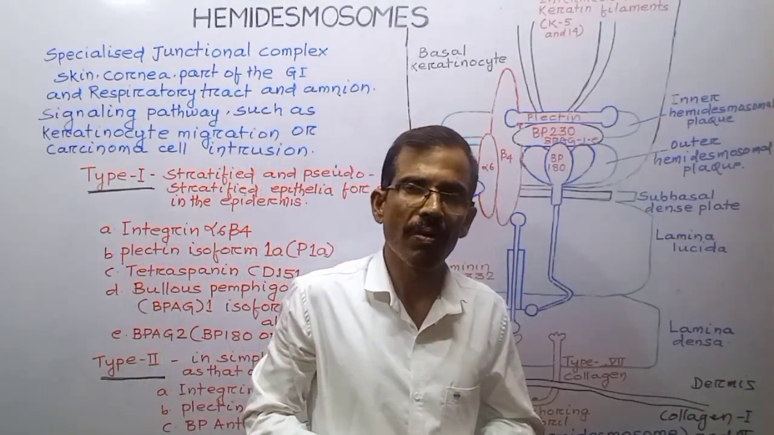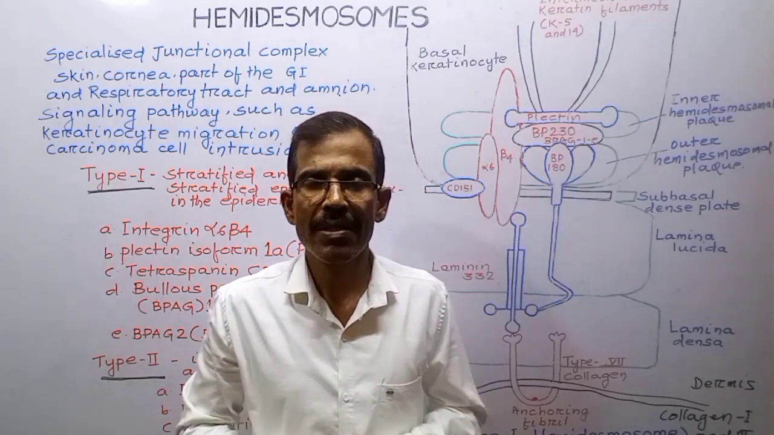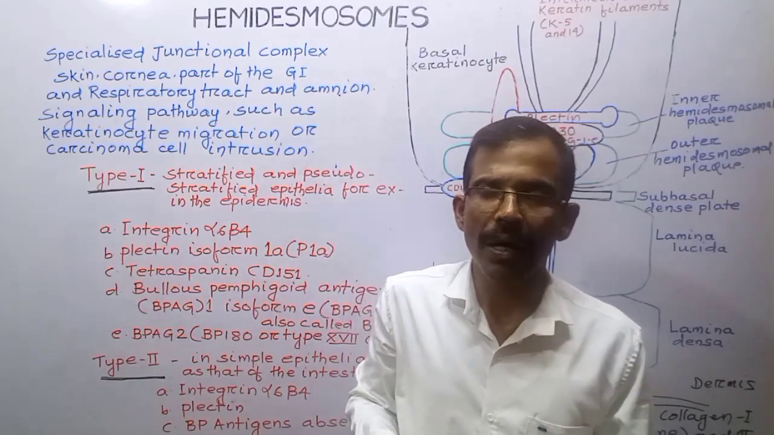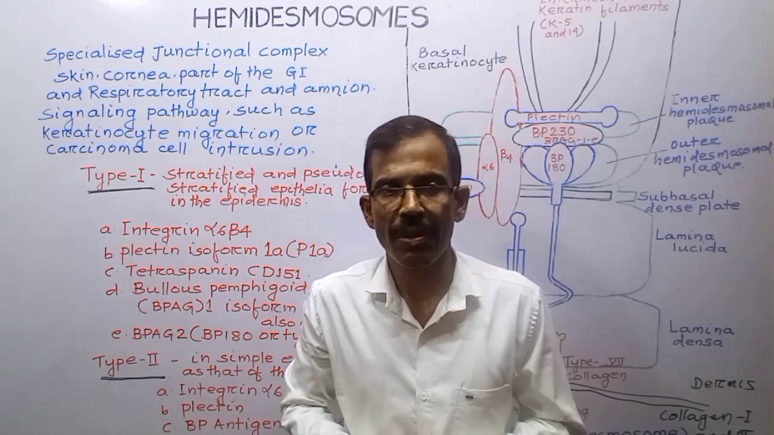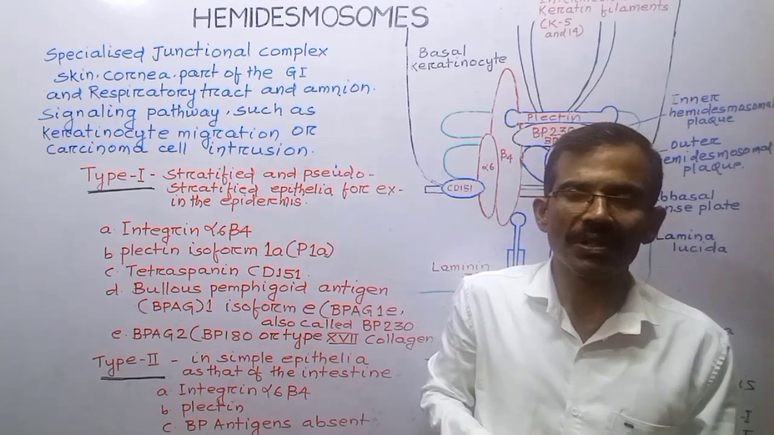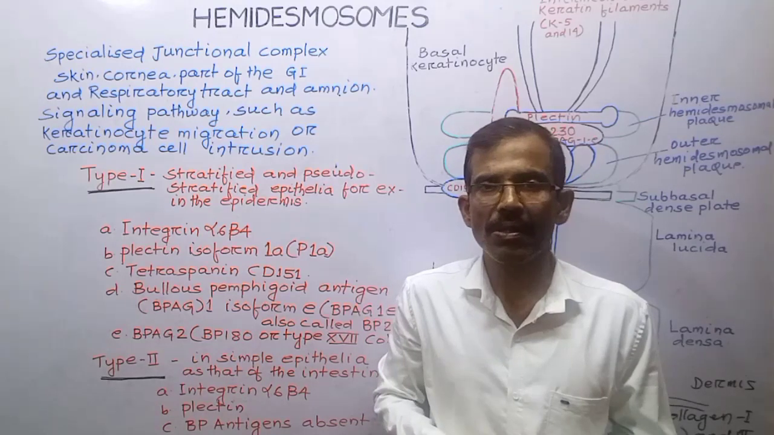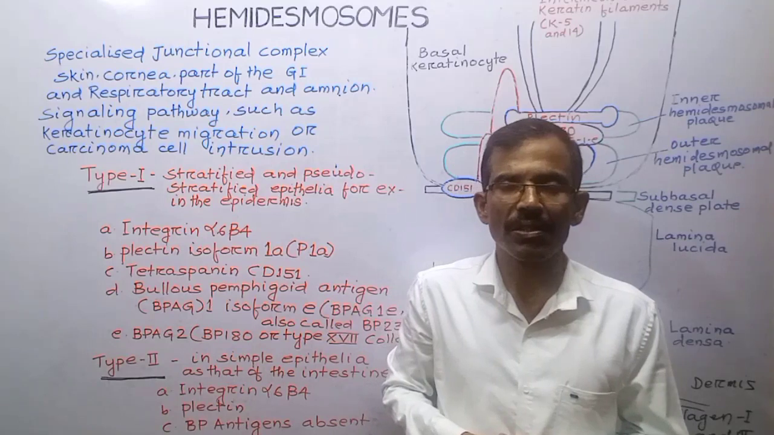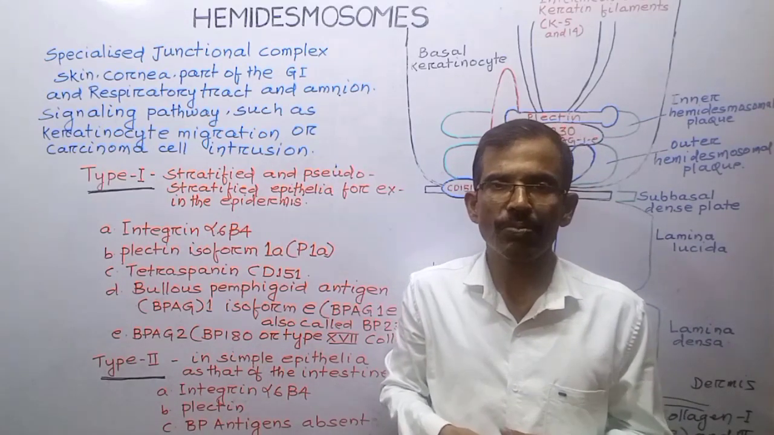Next, function of hemidesmosomes. Hemidesmosomes promote the adhesion of epidermal cells to the underlying basement membrane. They are also involved in signal transduction. For example, hemidesmosomes are involved in signaling pathways such as keratinocyte migration or carcinoma cell intrusion. So friends, this is all about the structure and function of hemidesmosome.